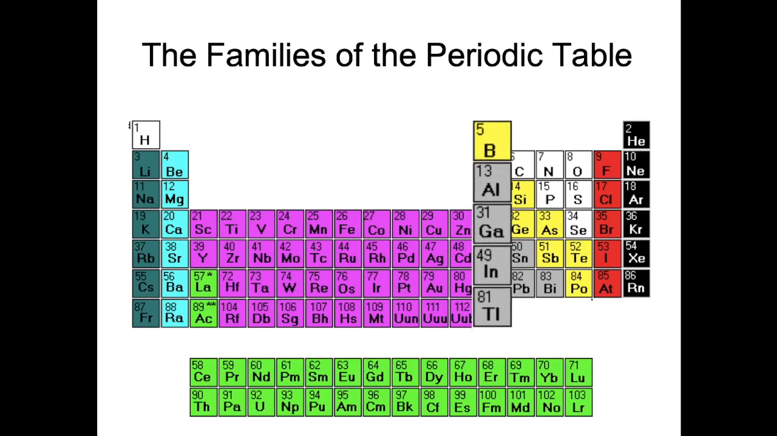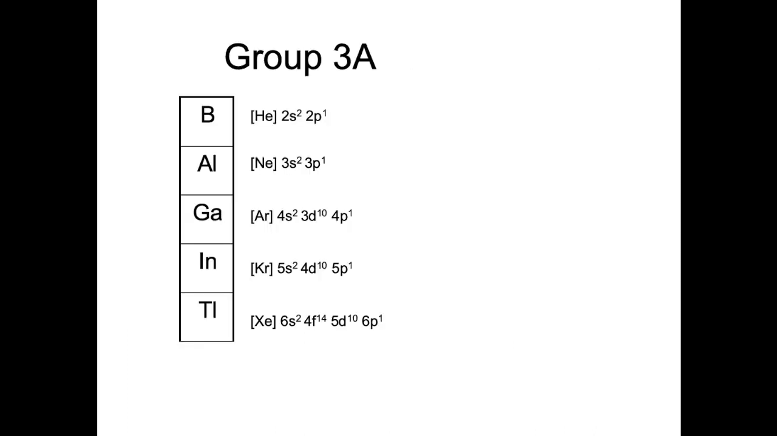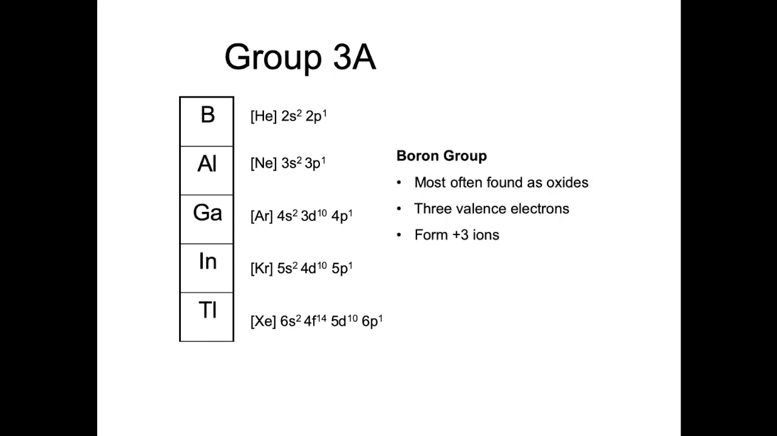Next, let's look at Group 3A, also numbered as Group 13. All of these elements have 2 electrons in an s orbital and 1 in their outermost p orbital. They are known as the boron group, named for the first element in the group. In nature, they're most often found as oxides, and they each have 3 valence electrons and form +3 ions.